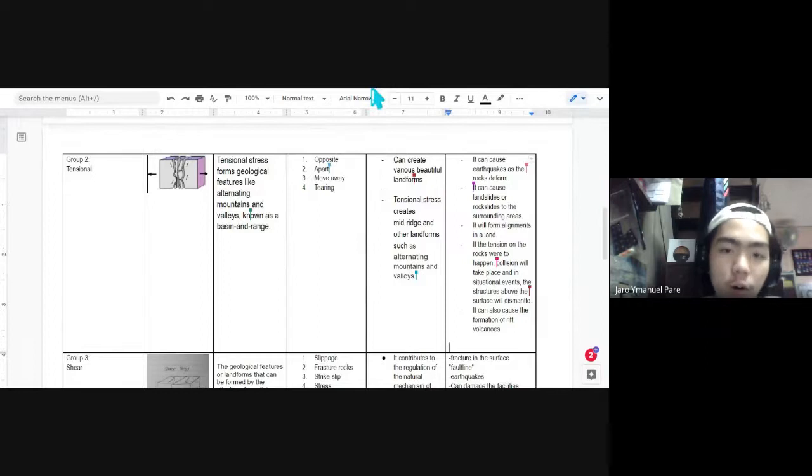And there are four words to describe tensional stress. It's opposite, it's apart, it's moving away, and tearing. So the next part will be reported by my co-group mate.